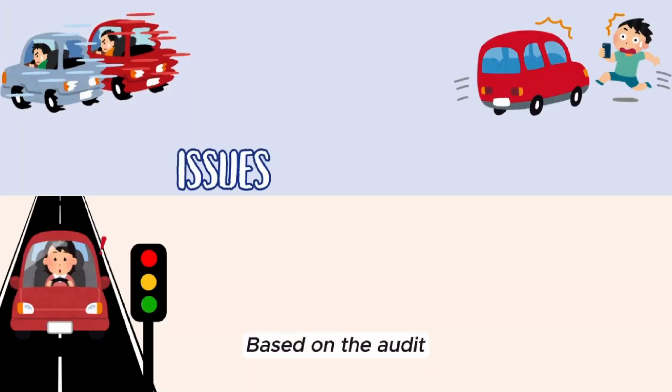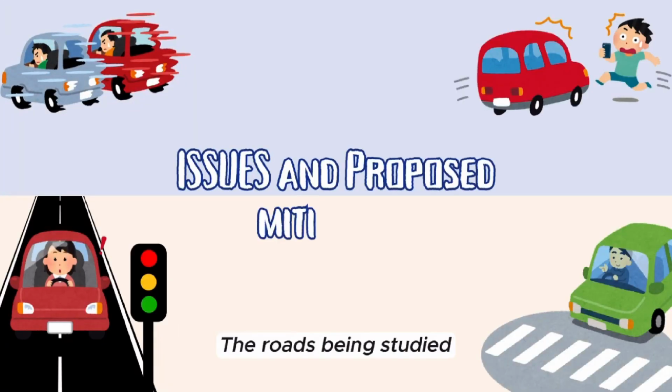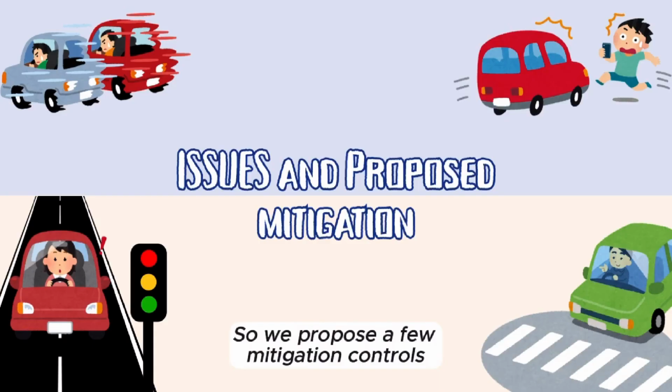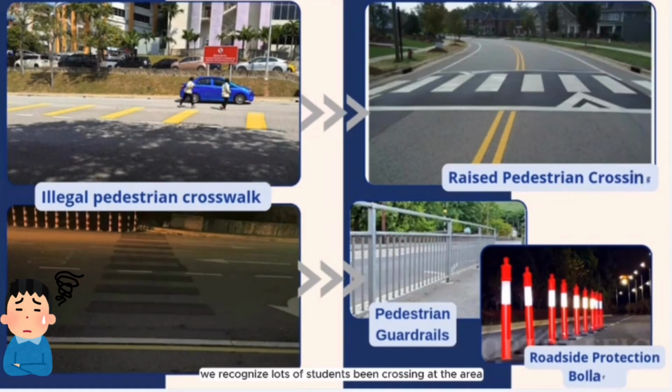Based on the audit, we found that there are various issues related to the roads being studied. So, we proposed a few mitigation controls based on JKR guidelines. For the first issue, we recognize lots of students have been crossing at the area, but there isn't any crossing there, making it illegal and dangerous. The existing warning signs cannot alter human habits or clear a structural geometric obstruction. So, to address this problem, we propose to construct a raised pedestrian crossing.